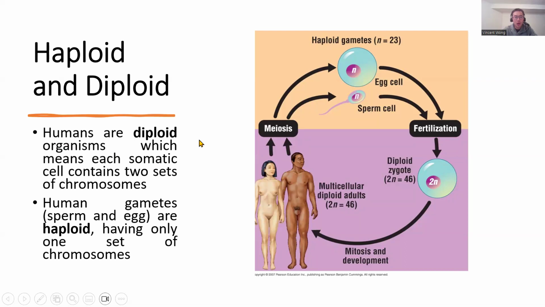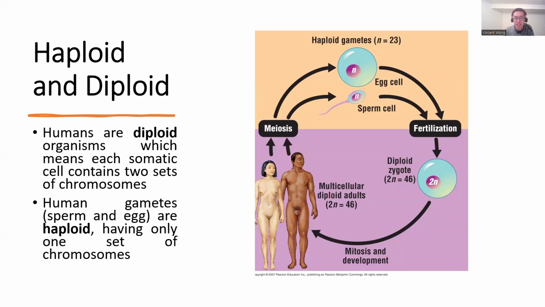Now, humans are diploid organisms. Diploid means we have two full sets of chromosomes. And again, we know this already. 1 to 23 from mom, that's one set. 1 to 23 from dad, that's two sets. So collectively, two sets of chromosomes, we say we're diploid. The gametes, the sperm and the egg, only have one set of chromosomes, so we call them haploid.